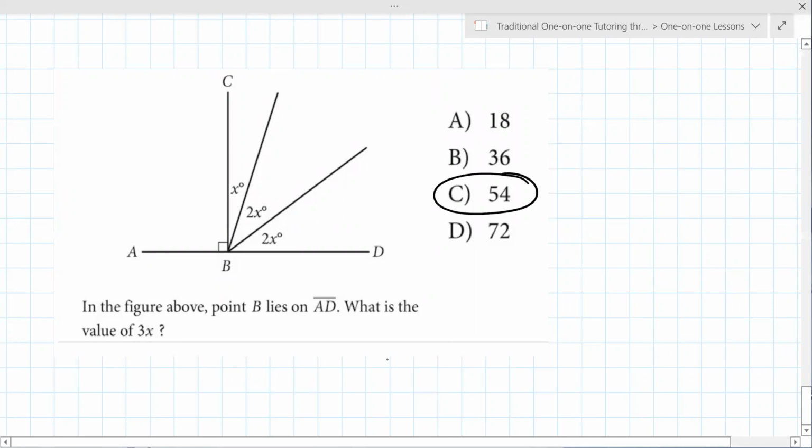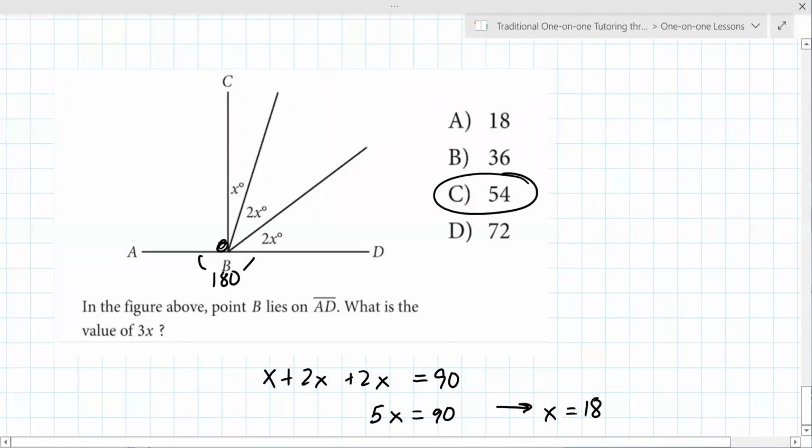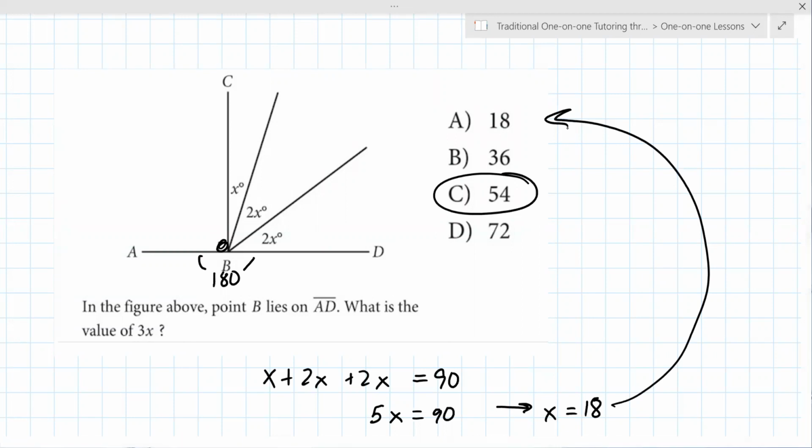Now, I heard a lot of the right things. You have to recognize that the whole angle is 180, but they've already chewed off 90 of it. So X plus 2X plus 2X has to equal 90. So 5X equals 90, and I think you got X equals 18. You might think that's the answer, but what have we said over and over again? Double check. They asked for 3 times X. Yeah, it's 54. That was a hard one for my brain, not gonna lie, multiplying 18 by 3.